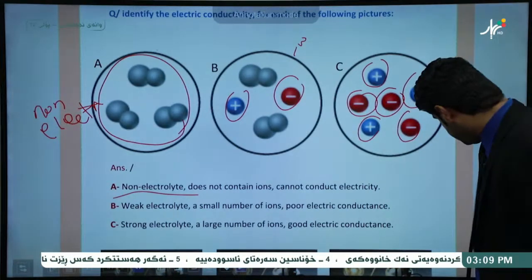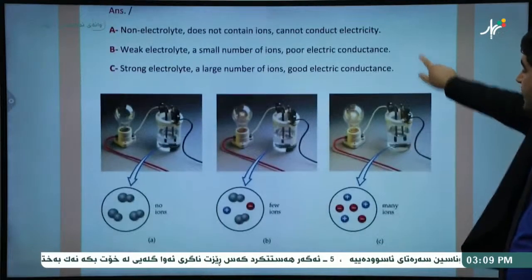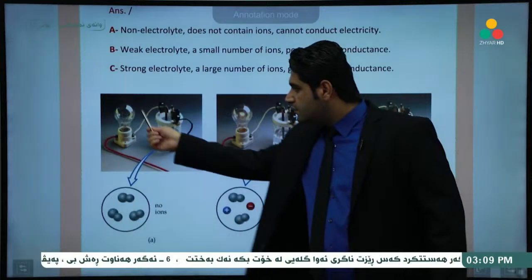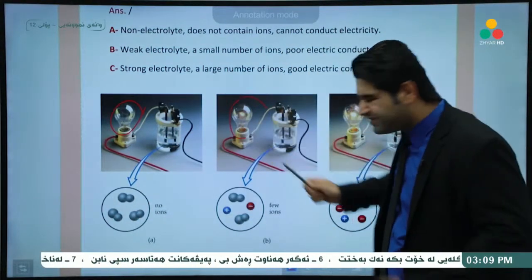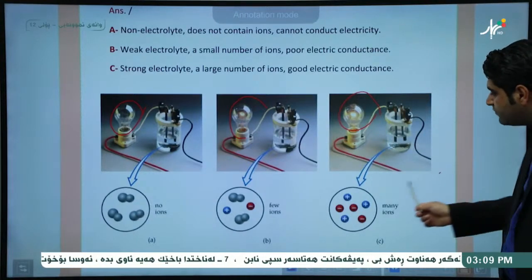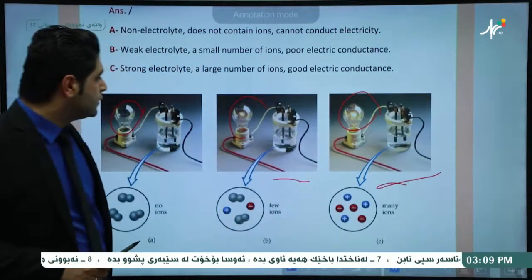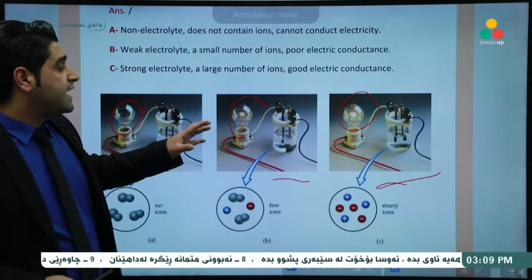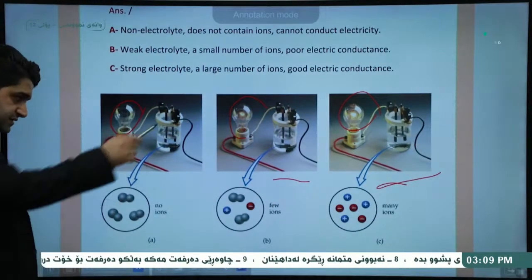And let's see this picture to see the answer. Look. In here, the bulb did not glow. But in here the bulb glows, but very poorly. In here the bulb glows very intensely, because in here we have more ions, but in here we have fewer ions. So this experiment is used to practically identify whether a substance is an electrolyte or not. Okay? This is just like that.